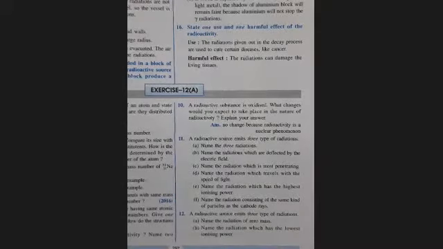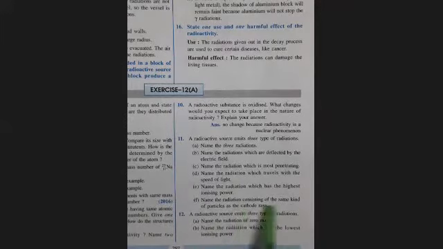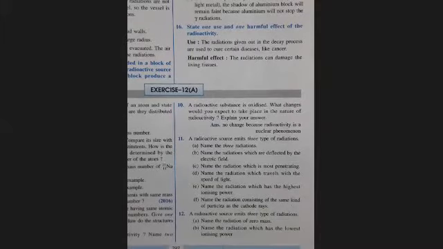Now what is the difference between cathode rays and beta particles? Similarity, both are the fast moving stream of electrons. But beta particles are emitted from the inside of the nucleus. While the cathode rays are orbital electrons. These are the orbital electrons. Then you can see question number 12.